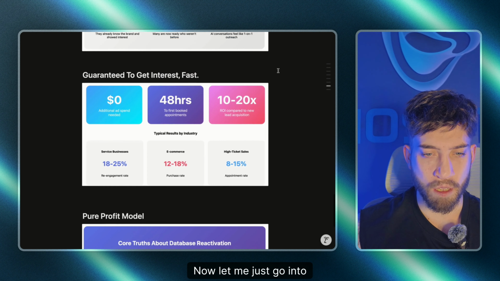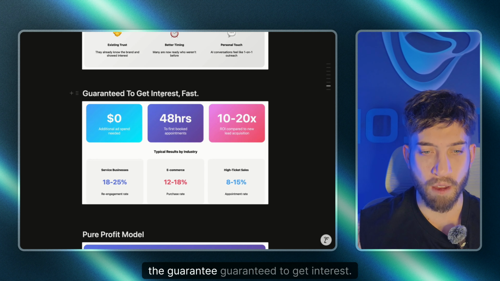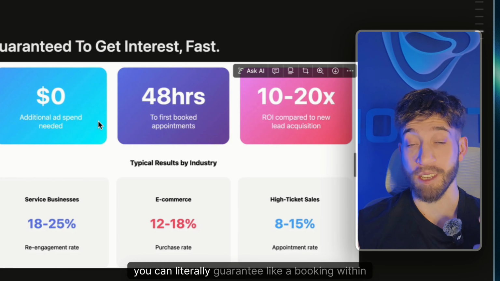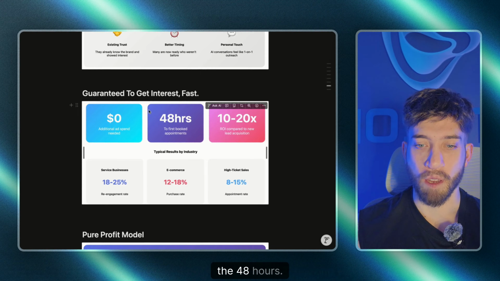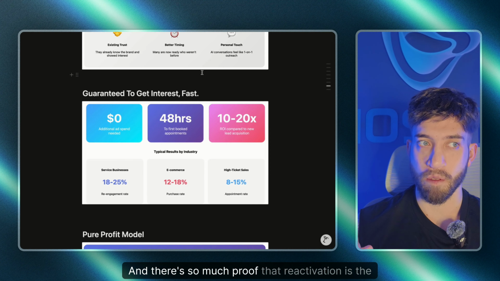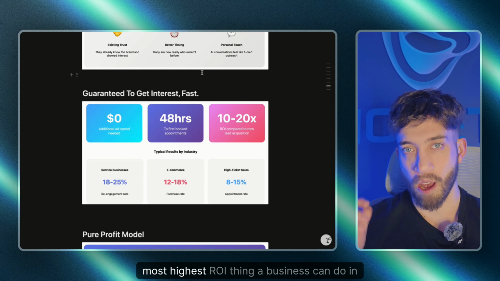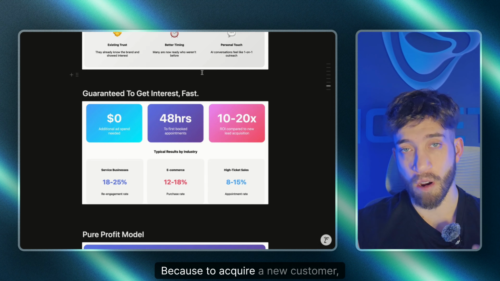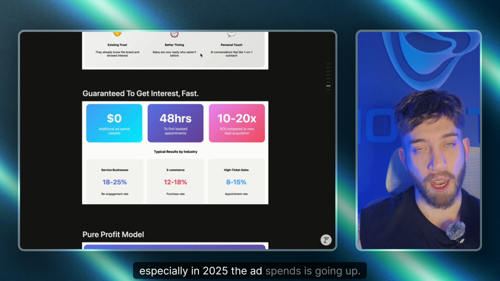Now, let me go into the guaranteed interest. Once again, you don't have to spend on ads. You can literally guarantee a booking within 48 hours. There's so much proof that reactivation is the highest ROI thing a business can do compared to acquiring a new customer, because to acquire a new customer, especially in 2025, the ad spend is going up.